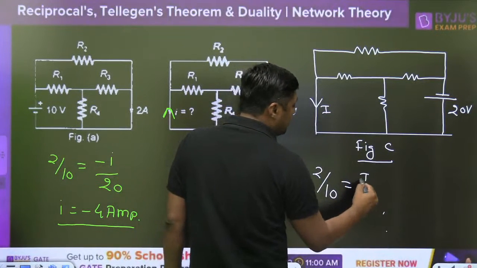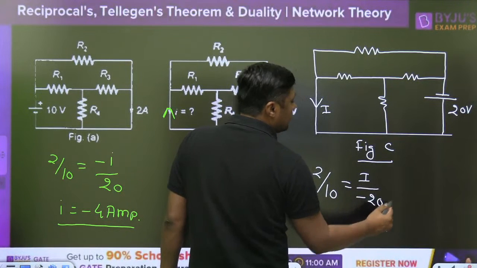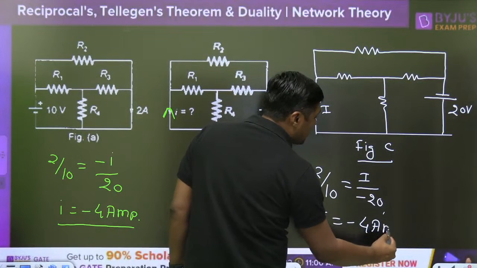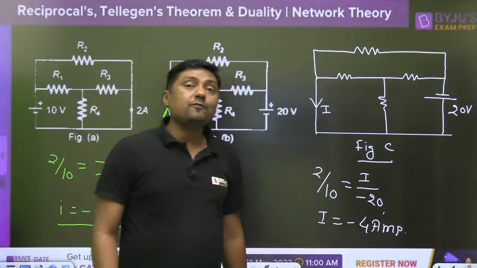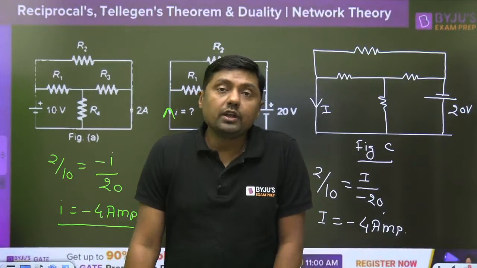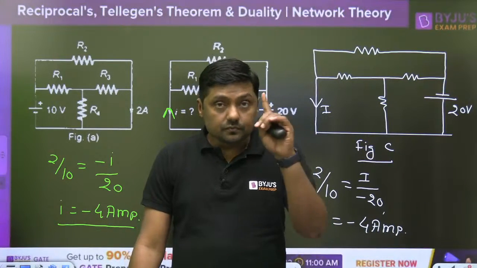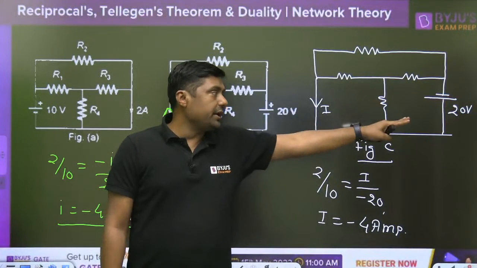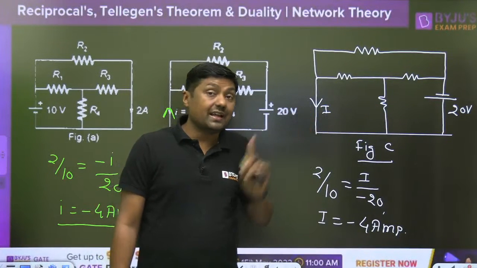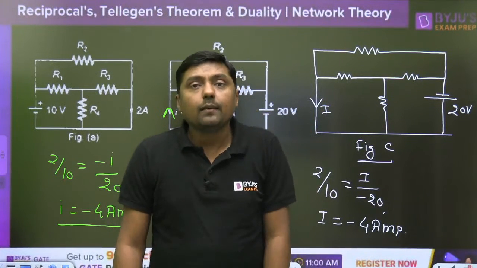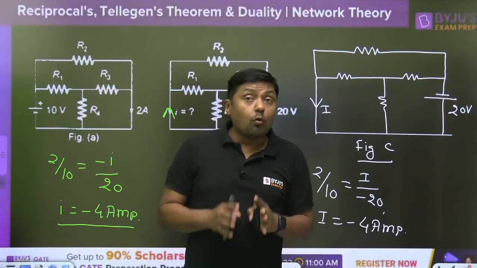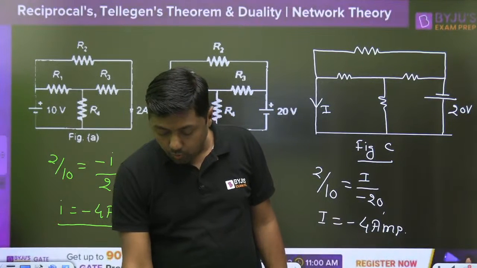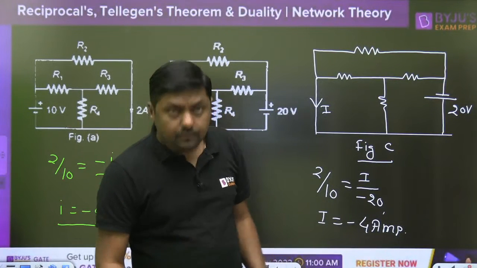Now this is the same current I, but this time the battery is negative, minus 20. And that's why again I is equal to what? Minus 4 ampere. Means you have to take precaution. Watch and read the question carefully: what is the polarity of the battery, what is the direction of the current, then you can give the right answer for the particular question. Try to avoid silly mistakes in any question, right? Okay, I think this is clear.